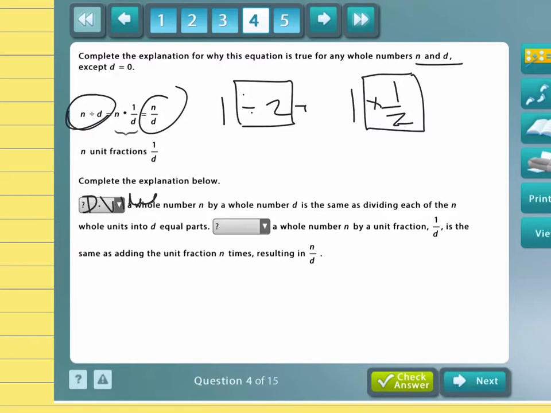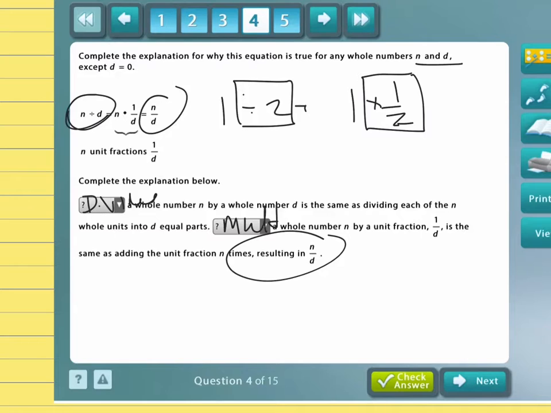Multiplying a whole number n by a unit fraction. So I think this is multiplying here. I don't know. Multiplying a whole number n by a unit fraction 1/d is the same as adding the unit fraction n times, resulting in n over d. So I think that's the answer. This problem's a little confusing.